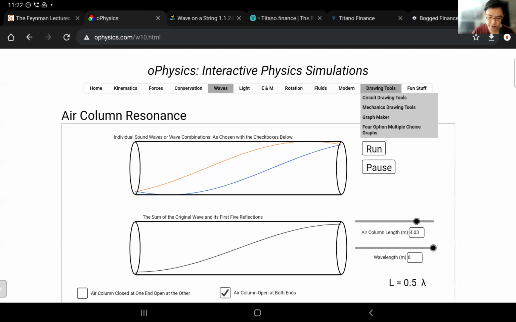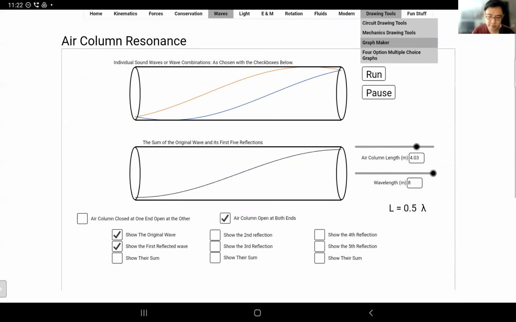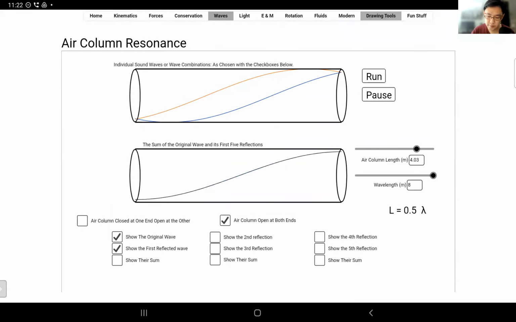Let me pause first. So this is very cool. I like this one because it seems like the best representation of what is going on in the real standing wave in the air column. And this has a very cool simulation or animation going on because it's very realistic here. Okay, let's take a look.